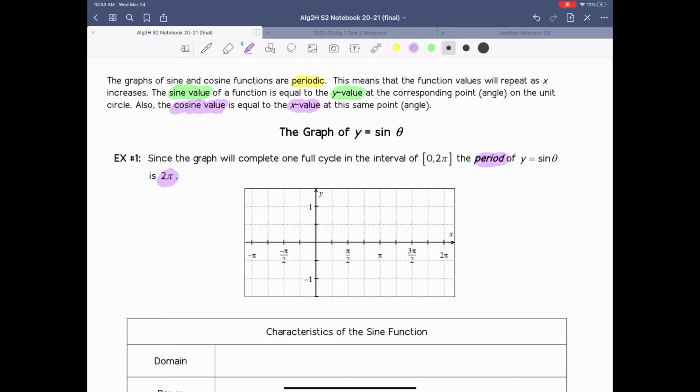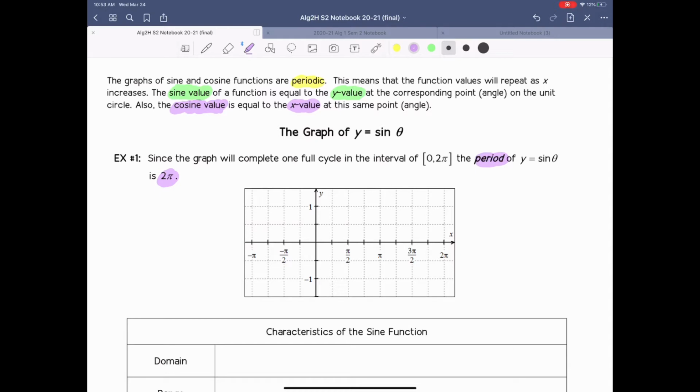And that makes sense, right? Because we know one rotation around the unit circle is 2 pi radians, and every time we rotate completely around the unit circle, the sine and cosine values just repeat themselves. So the sine graph has a period of 2 pi, and the cosine graph also has a period of 2 pi.